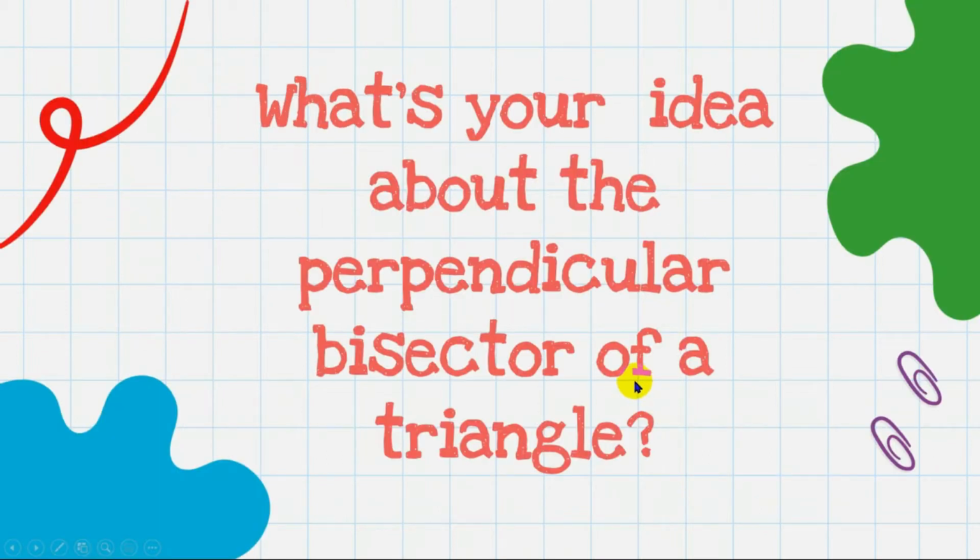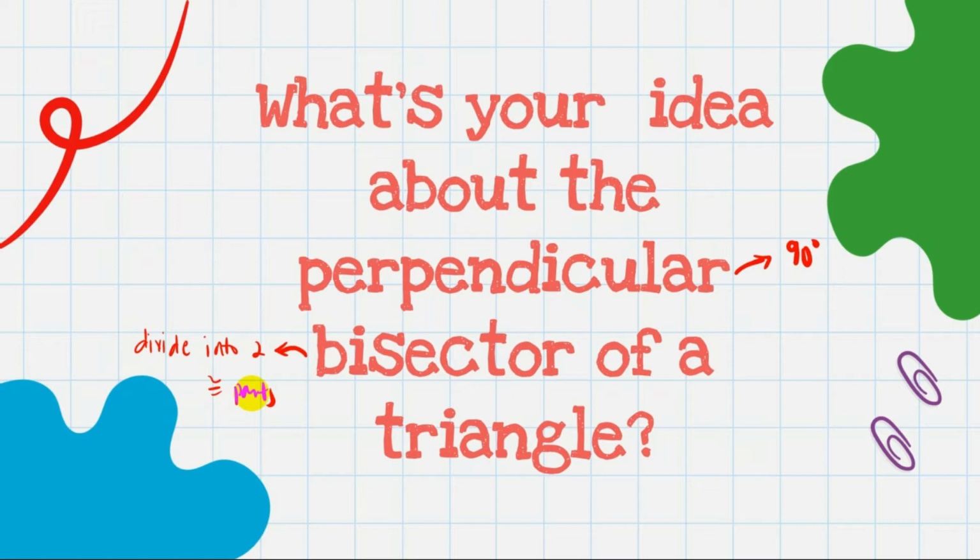So, let's begin our discussion with this question. What's your idea about perpendicular bisector of a triangle? Or what comes first into your mind when you hear the words perpendicular and bisector? Di ba, pag sinabi nating perpendicular, natatandaan pa ba? Yan ay may 90 degrees. And pag sinabing bisector, ano naman ang natatandaan natin dyan? Pag sinabing bisector, di-divide niya into two congruent parts. So, ano nga kaya ang perpendicular bisectors ng isang triangle?